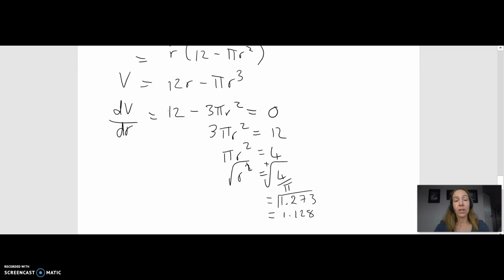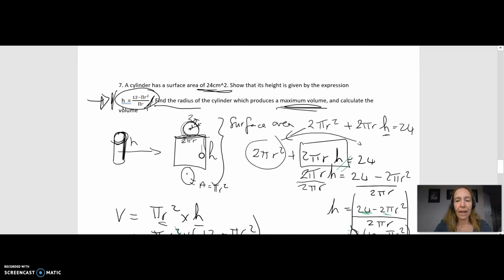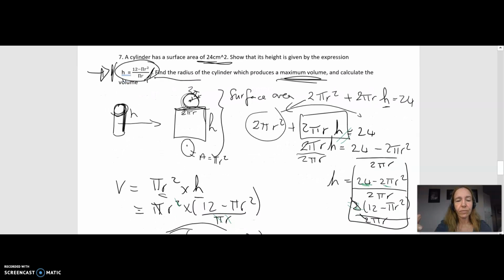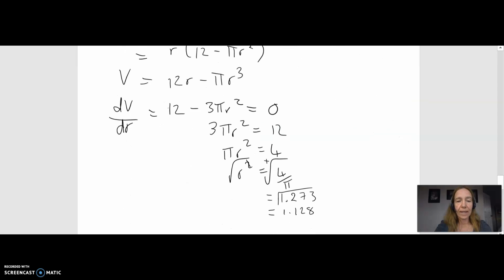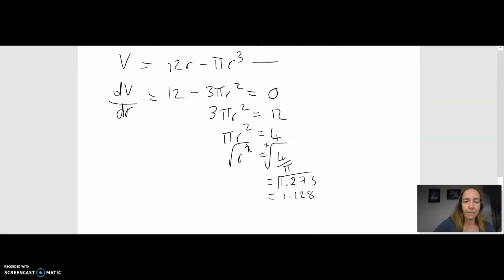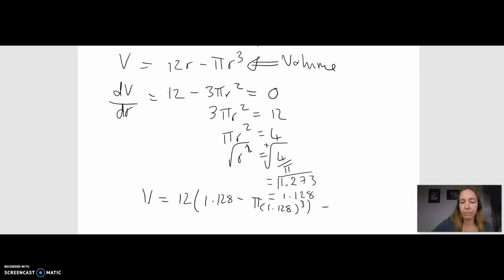Okay, so that's R. You can now substitute that back to find the maximum volume. So the volume we said is here. So the volume is equal to 12 times 1.128 minus pi times 1.128 cubed, and you can chuck that in your calculator and find the answer. So there we have it. Hope that all makes sense.